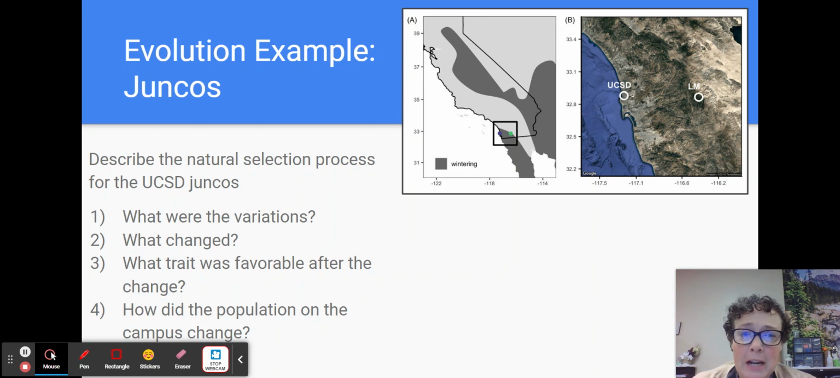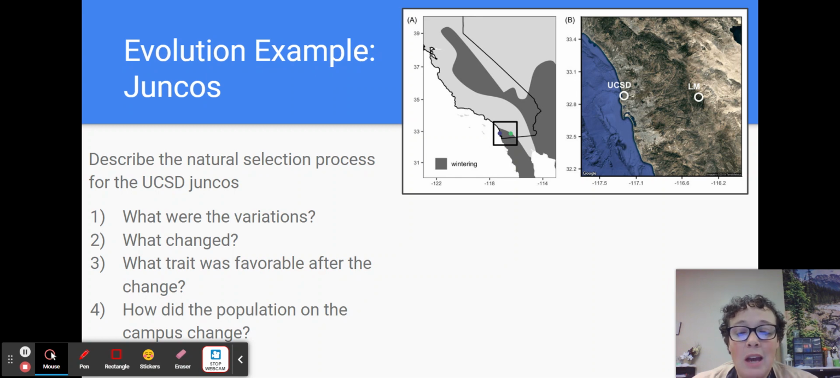What changed in the environment? What changed in the environment is humans built a city in what used to be a desert area. By adding vegetation and water and sources of food, the habitat was changed. When humans built that city, which trait was favorable? The birds that were bolder and less scared of humans were able to access the food and the water and the resources, even with humans around, because humans didn't bother them. And so they were able to access and use those resources to establish a population.